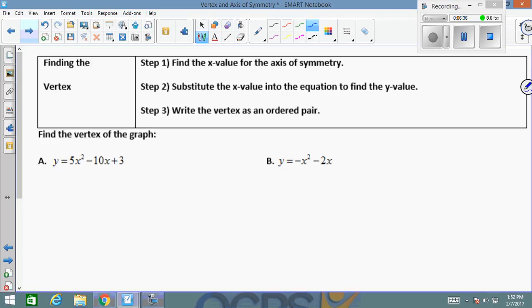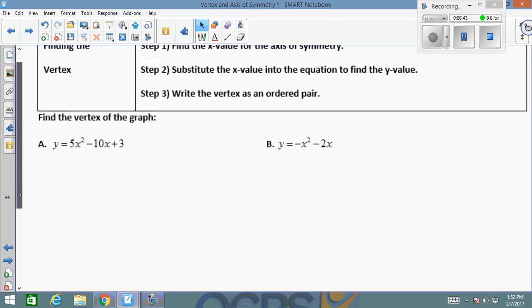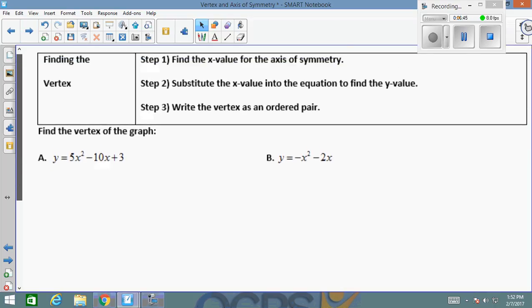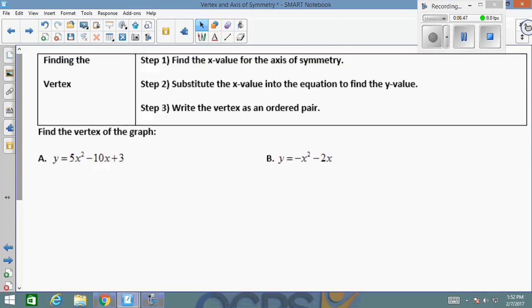Okay, to find my vertex, simple enough. We use the axis of symmetry equation that we just found. And then we use the number that we get to substitute that value into the original equation, and then we're going to get our vertex.